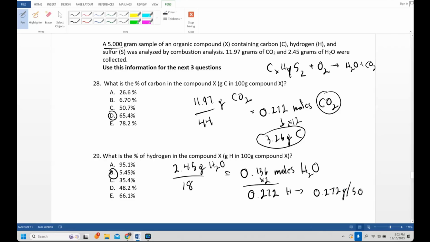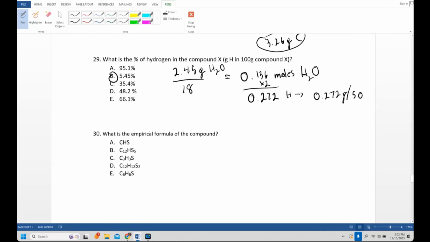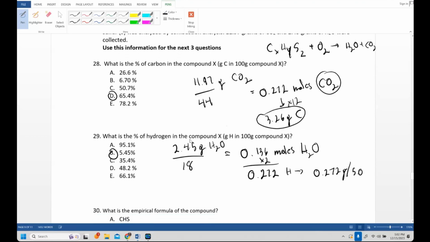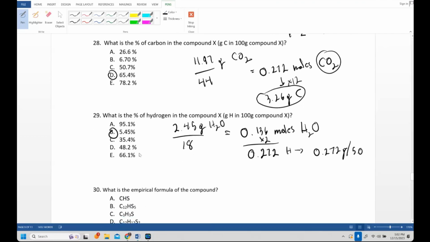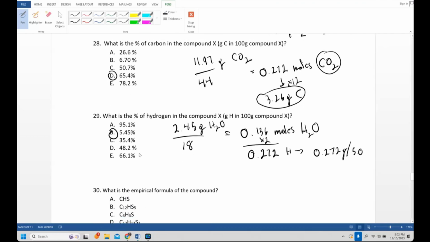All right, the last part, bring it home. What is the empirical formula of the compound? Now that we have the mass percent of carbon and the mass percent of hydrogen, we can simply find the mass percent of sulfur by taking 100 minus those two values. So 100 minus 65.4 minus 5.45, and we get 29.